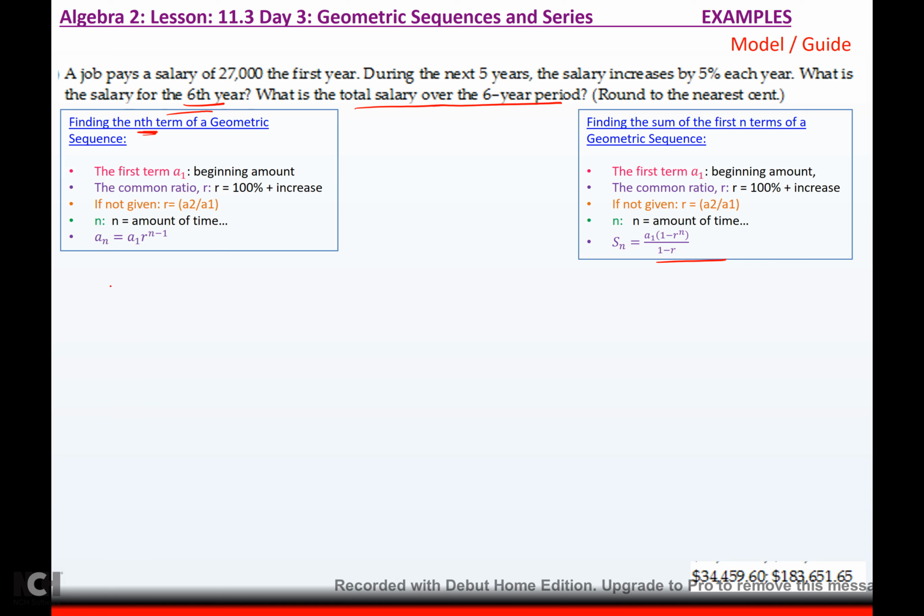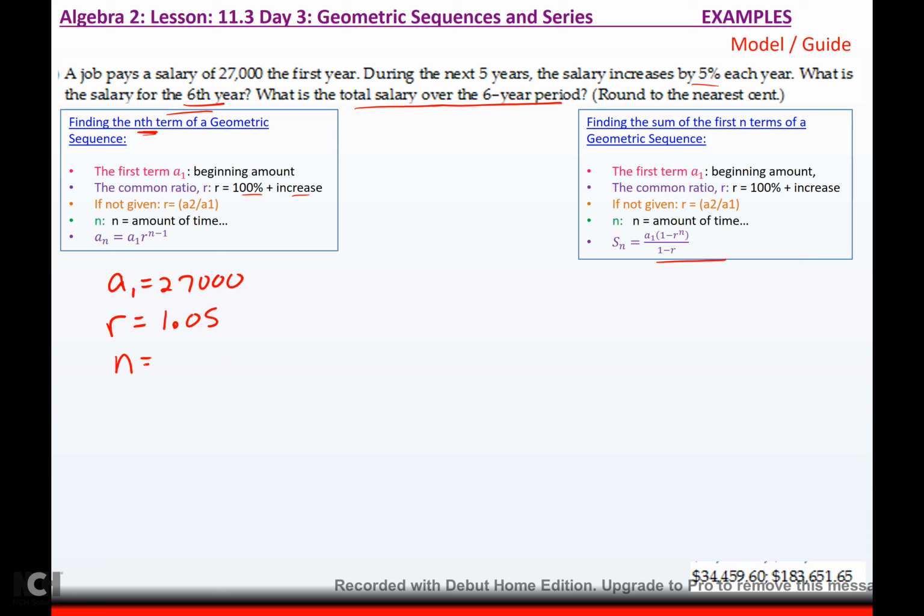Okay, so my A sub 1 is 27,000. My common ratio is 100% plus your increase, and he's going to increase by 5%. That's 105%, which is 1.05 as a decimal.